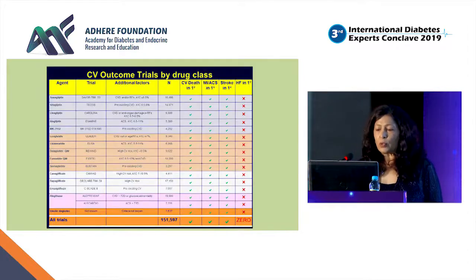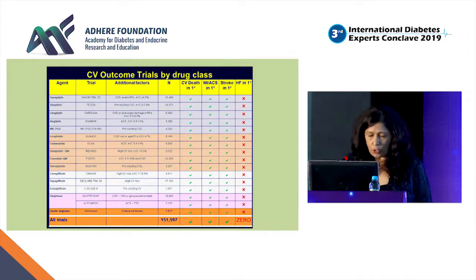If you see CV outcome trials by drug class, so all DPP-4 inhibitors, GLP-1 analogs and SGLT2 inhibitors, no trial had a primary outcome of heart failure. Everywhere it was the MACE events, so cardiovascular death, non-fatal MI and non-fatal stroke. But heart failure was not included as a primary event in any of the trials.